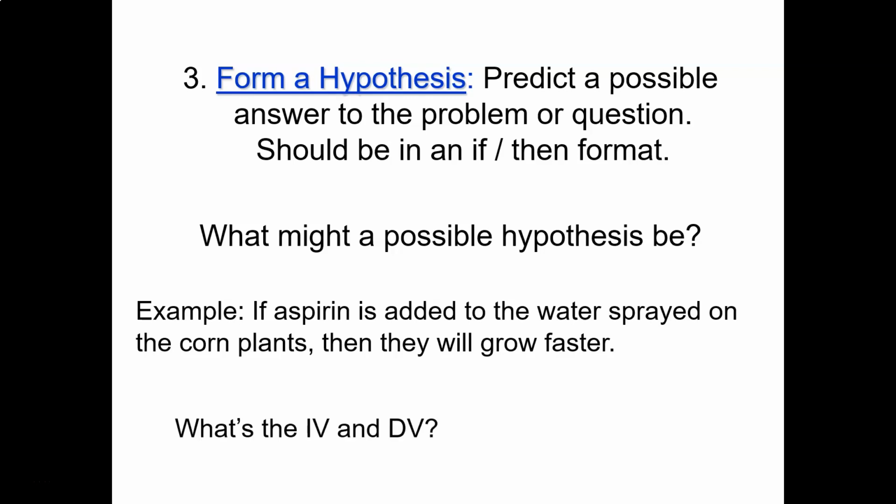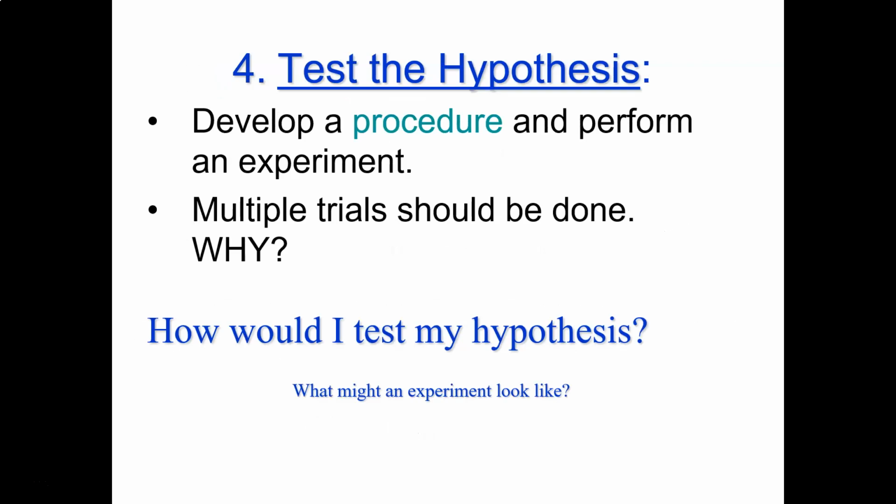So step four, oh, the independent and dependent variable. Let's see if you guys remember this from middle school. The independent variable is what I'm changing directly, and the dependent variable is what changes as a result. The independent variable is the cause, the dependent variable is the result. So what should be the cause of the change? Well, the cause of the change should be the aspirin. Then the dependent variable would be faster growth, we think, the rate of growth of the corn plants. So that would be that.